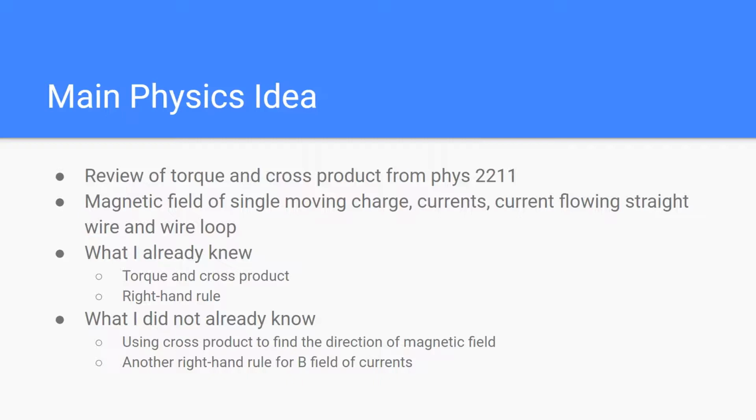But what I did not already know was that the cross product can be applied to finding the direction of the magnetic field. And also another right-hand rule can be applied to see the B field direction for currents flowing in wires.